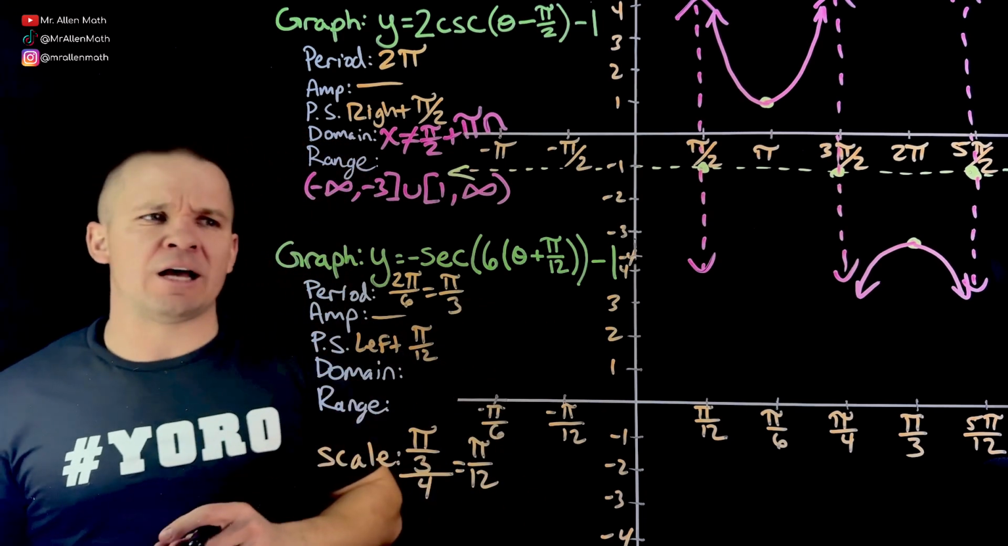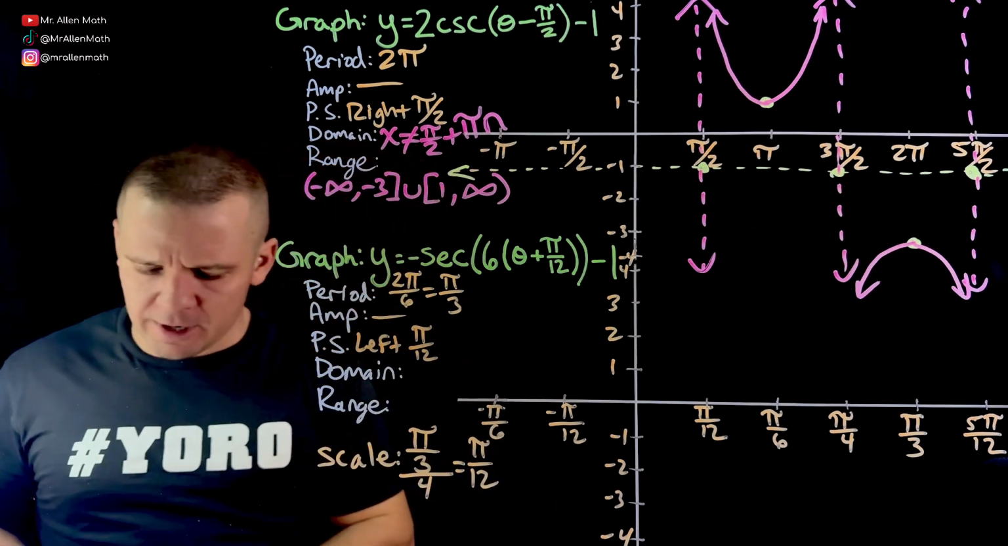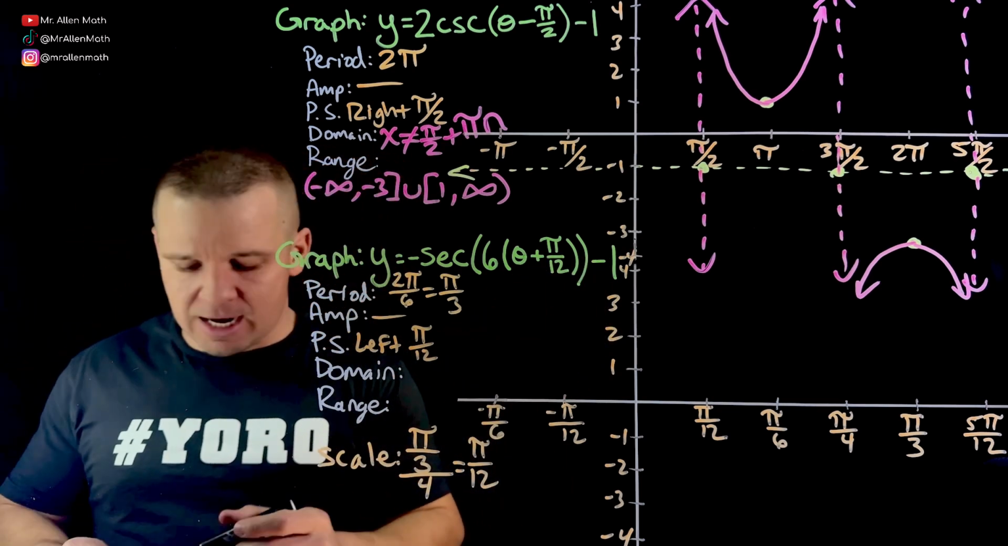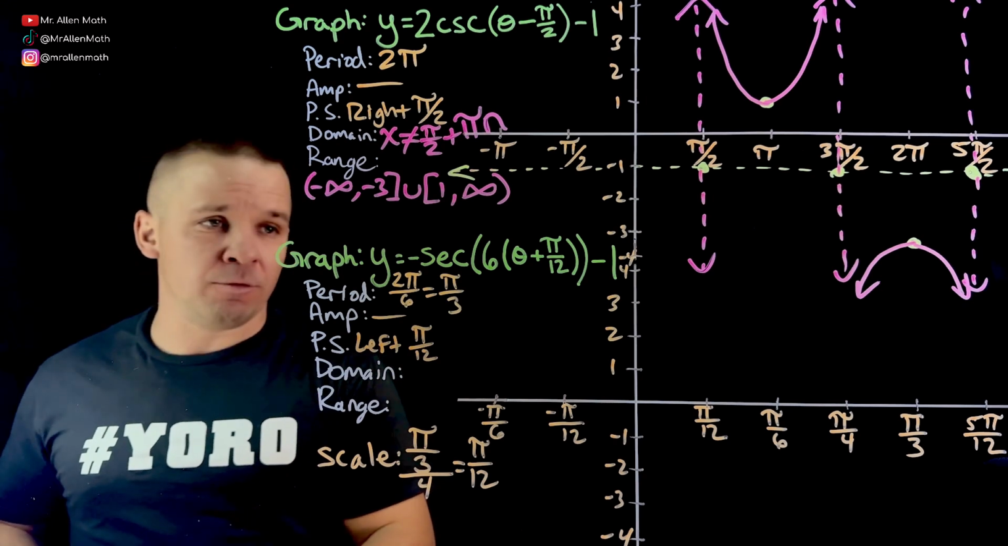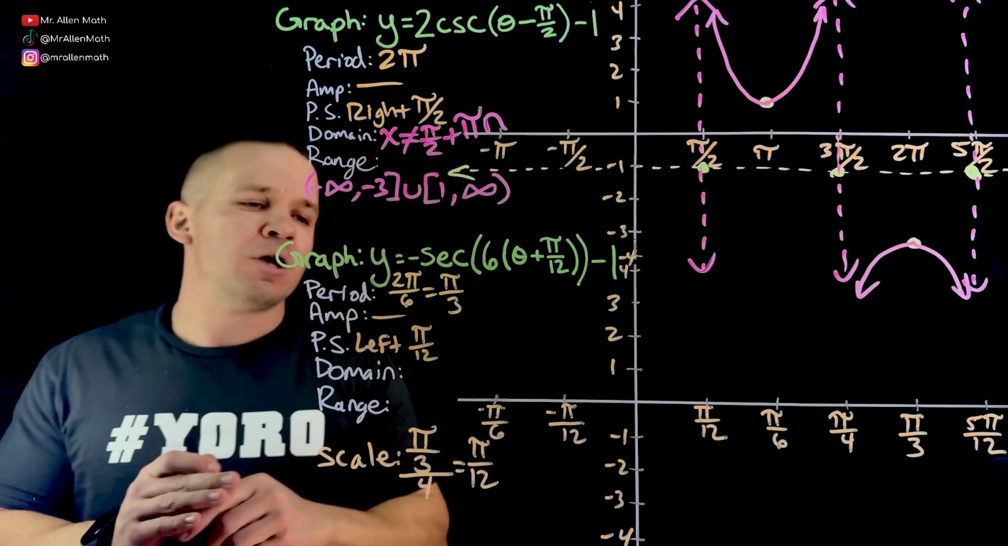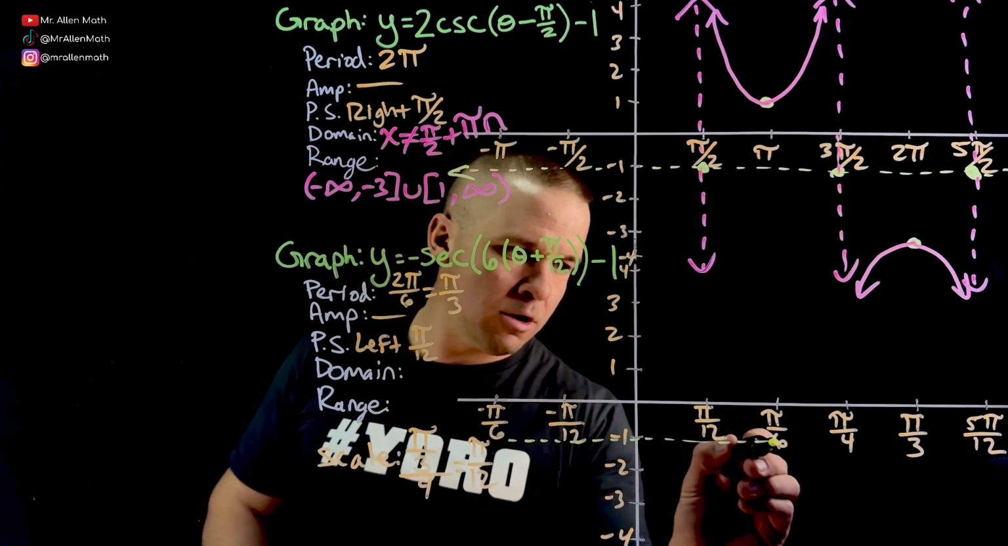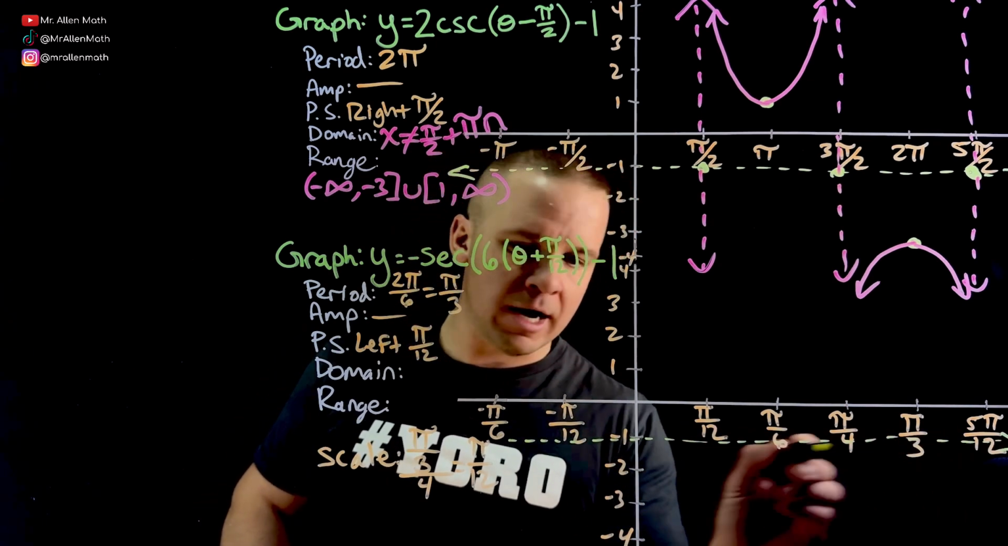Domain and range, we'll deal with that in a little bit. So here we go. We've moved down. So let me get the yellow going here, and then we'll do the pink again for our official graph. So we're going down 1. That's our midline of what would be a cosine graph.